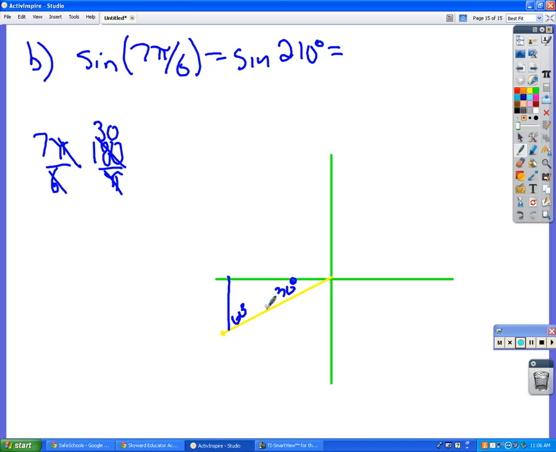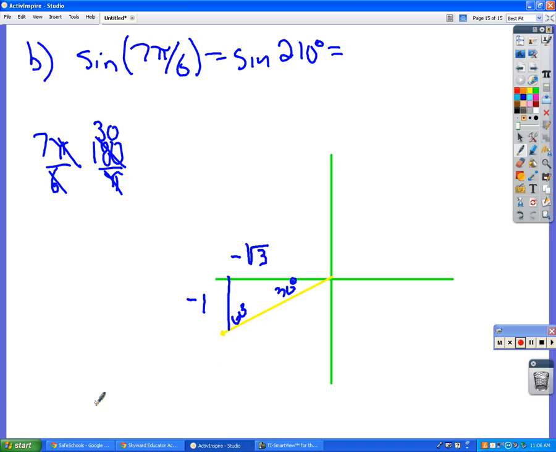Okay, yeah, so we're really using a 30-degree triangle. The only difference is that since we're in the third quadrant, this, well, let's do the easy one. This is not going to be 1, it's going to be -1. And this is not going to be root 3, it's going to be negative root 3.